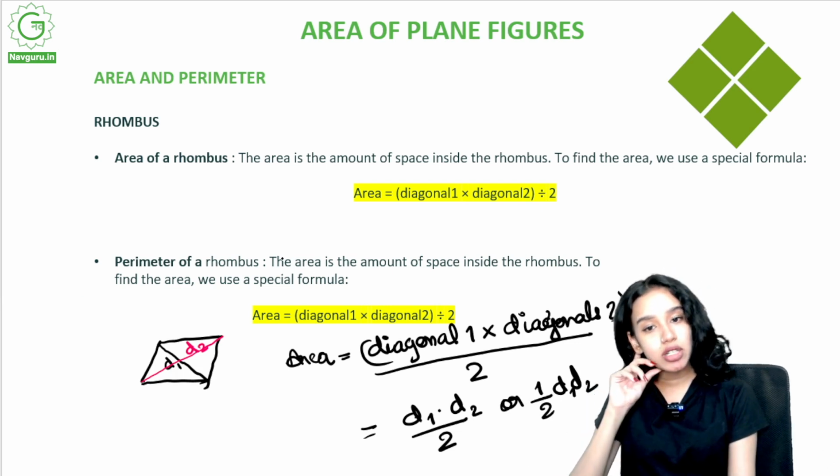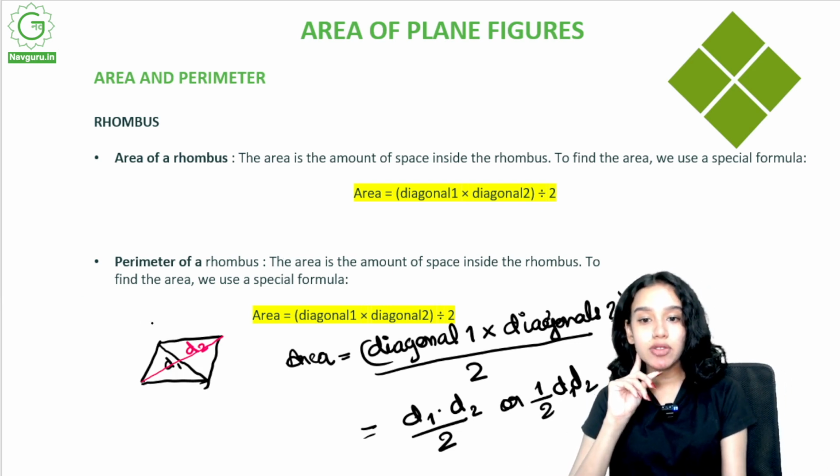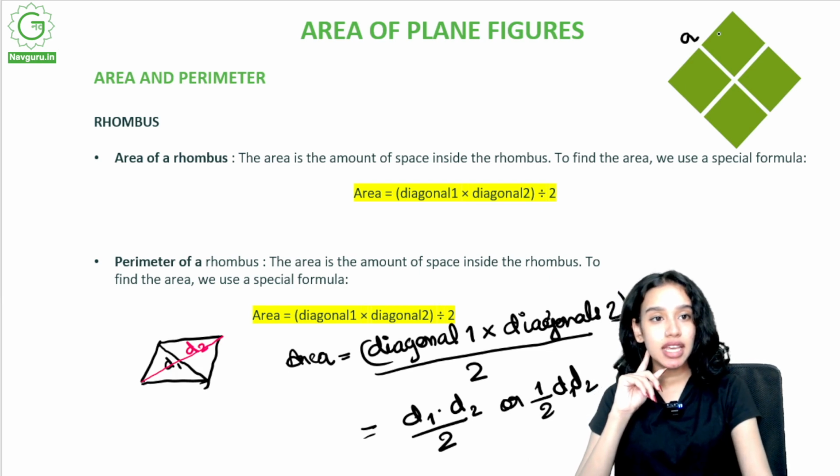Now, what is the perimeter of a rhombus? The perimeter of a rhombus would be, if this side is A, consider this rhombus.